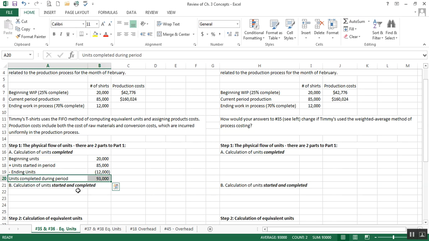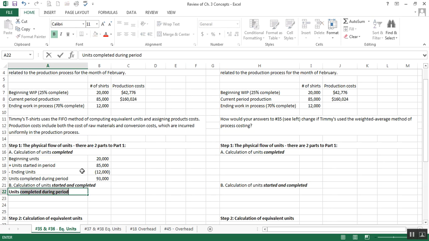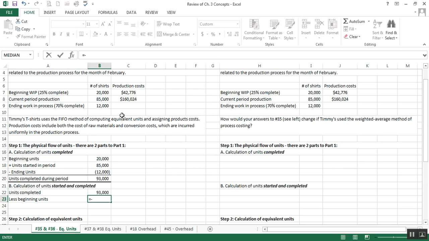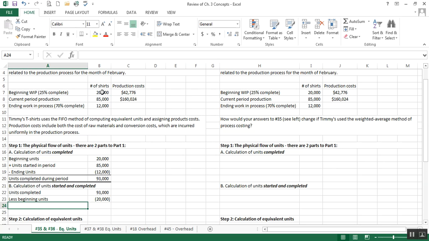Then we bring this over to step B, where we calculate the units started and completed. So we're going to start with our units completed, which we just calculated above. And then we subtract from that our beginning units. In this case, 20,000. Okay, so that gives us units started and completed of 73,000.